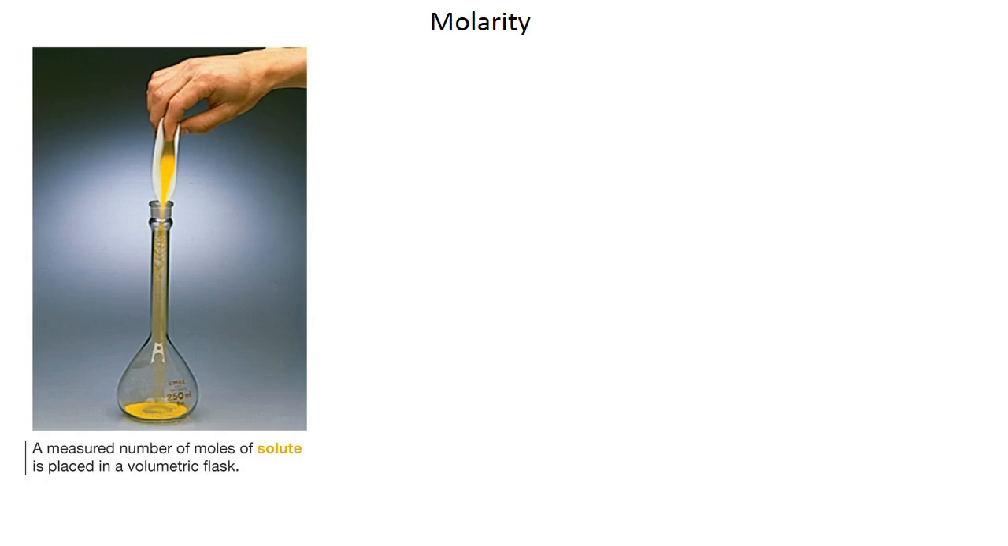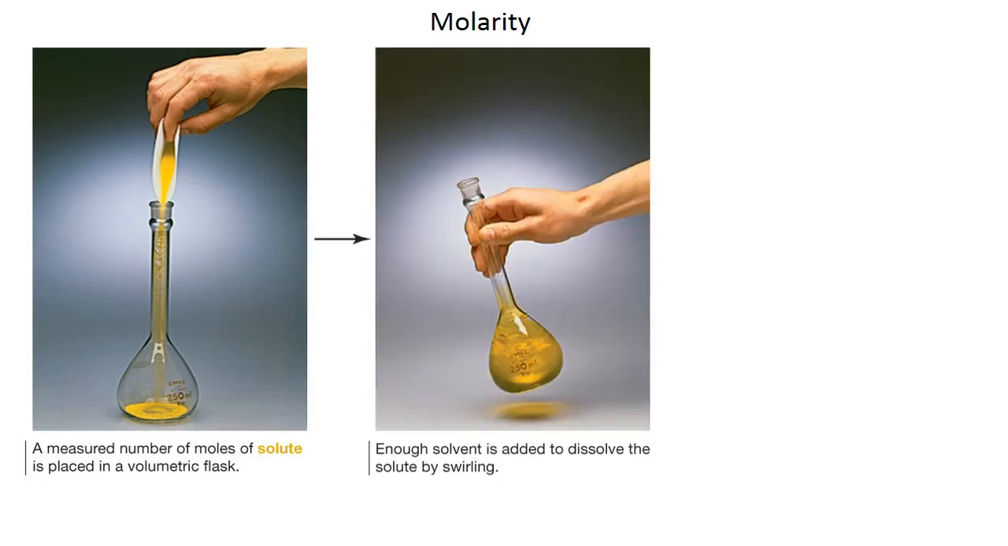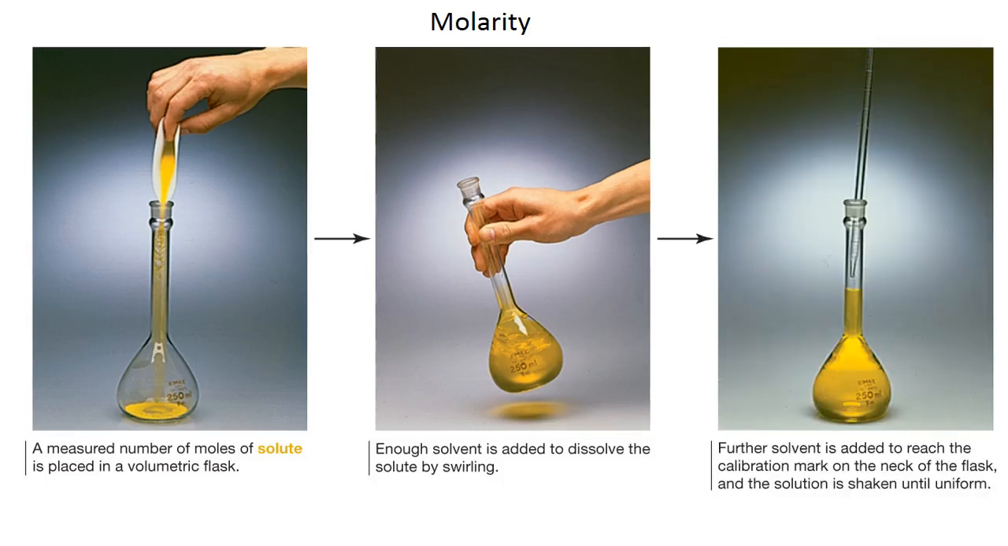So we have a yellow solute that's a solid, and we've measured out some mass that we can convert into moles. And we're going to add that to the flask. Add some sort of solvent, possibly water, and we're going to swirl it around until that solute dissolves in the water to form a solution. And then, once it's fully dissolved, we're going to dilute with water, or whatever solvent we're using, up to the line on the neck.